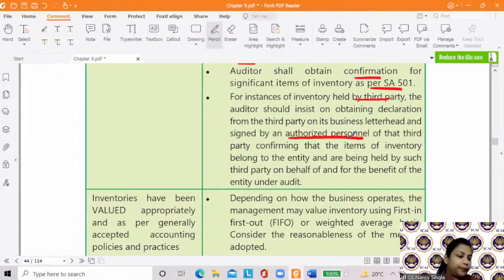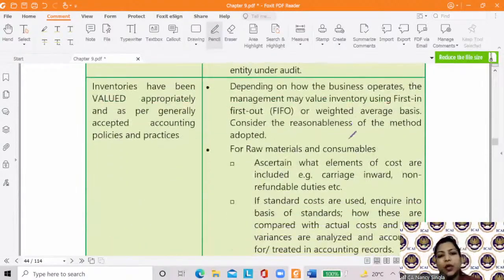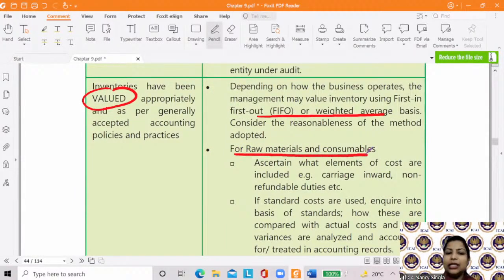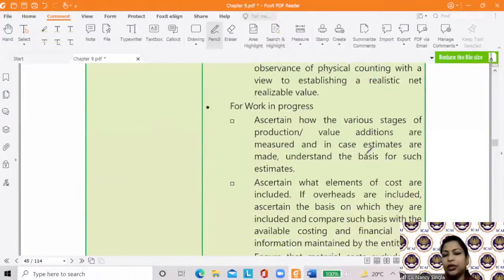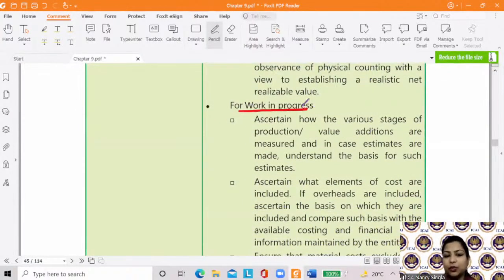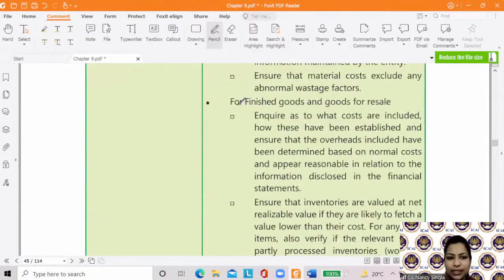So now two topics are left, which are valuation and disclosure. Valuation has been divided into 3 parts. First of all, it says that it will be on FIFO or weighted average, based upon the industry. Then it says how to do valuation of raw material and consumables, how the auditor has to check, how to do work in progress, and how to do finished goods.